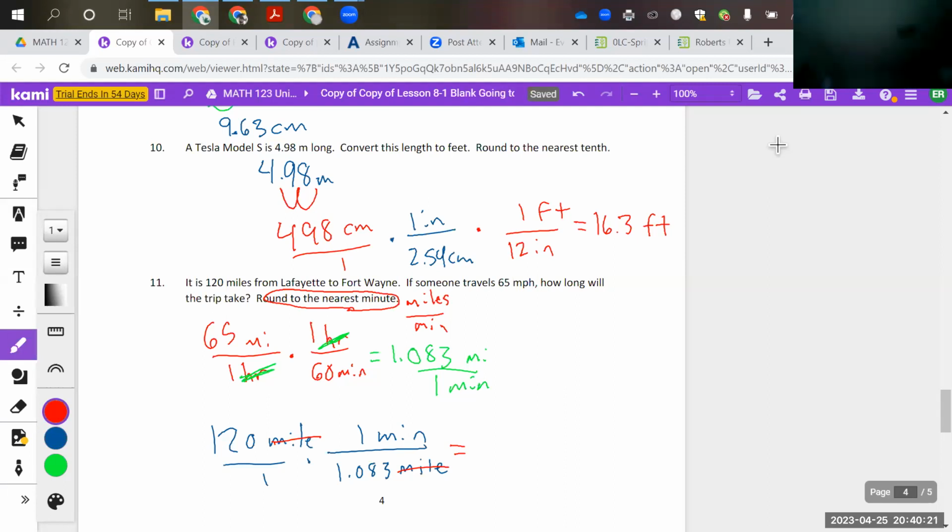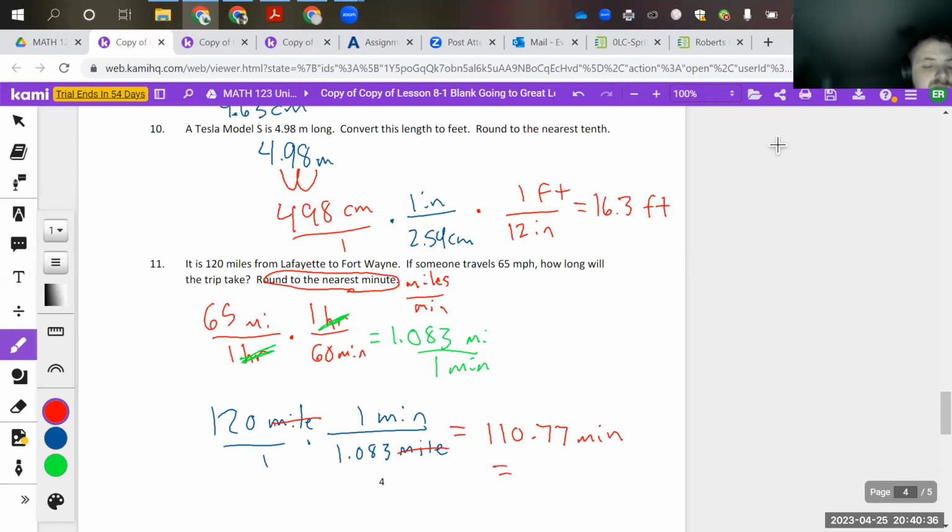So the work to get you there is just going to be to divide 120 by 1.083, giving you 110.77 minutes. And then the actual question tells you to round to the nearest minute. So it becomes 111 minutes.